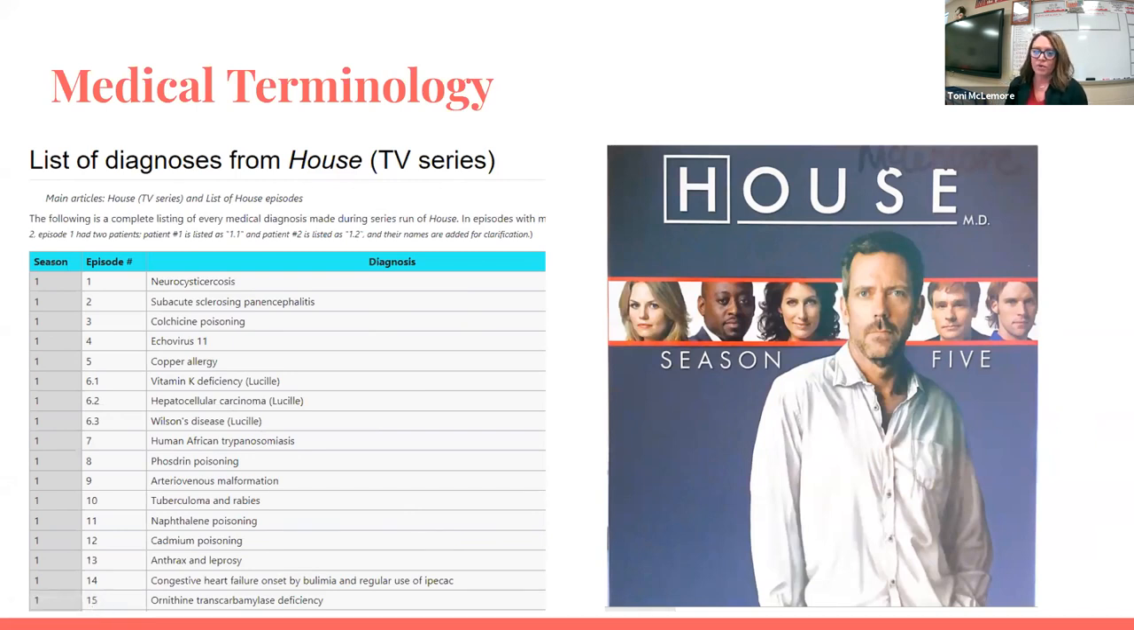I put in some writing components with it. So they have to find seven, and I don't know where I came up with the number seven.